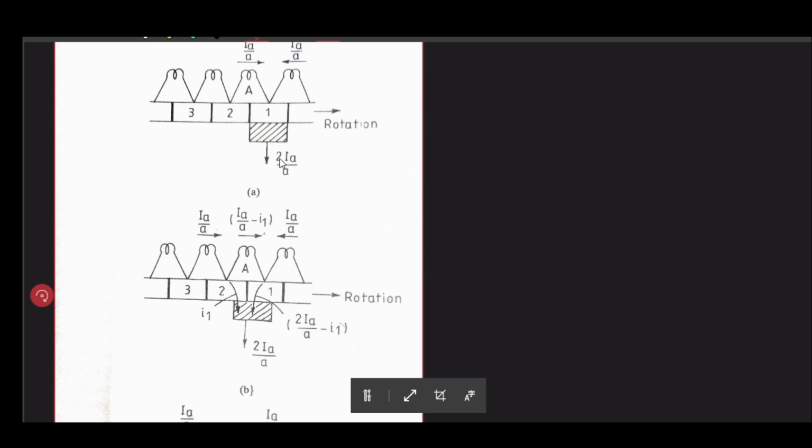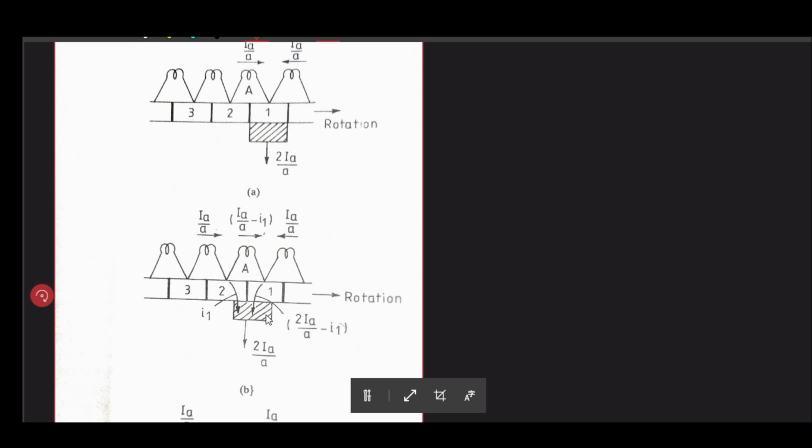And remember, this 2Ia by A has to be constant, because we are expecting a steady current through our load circuit. Suppose it is a generator case, and when we connect a load across the brushes, then obviously we expect a flow of a steady DC current through our load. Now here we are also assuming that the current from one tooth to the brush is proportional to its contact area.